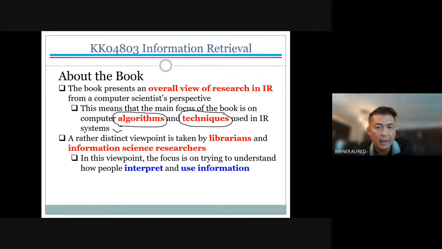Okay. And we also look at the viewpoint taken by librarians and information science researchers. In this one, they are trying to focus on understanding how people interpret and use information. Okay, so we will look into the query, how do we transform it into the document or the text that they are looking for.